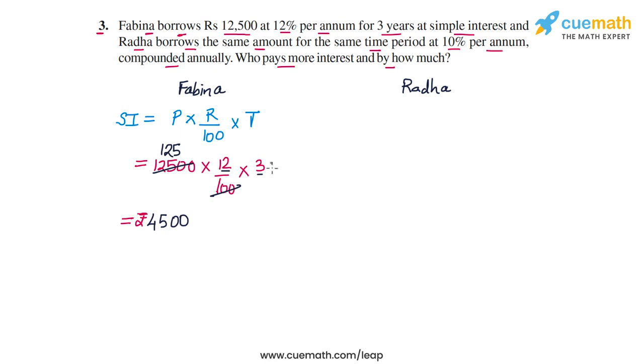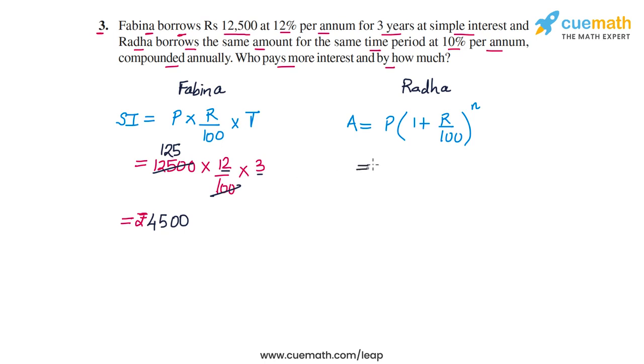Now let's find the interest for Radha. So Radha will have to pay compound interest. To do that, we will calculate the total amount and then subtract the principal from that amount. So let me write this as the amount first. So the total amount will be the principal times 1 plus r by 100, the rate of interest, to the power n, the number of compounding cycles.